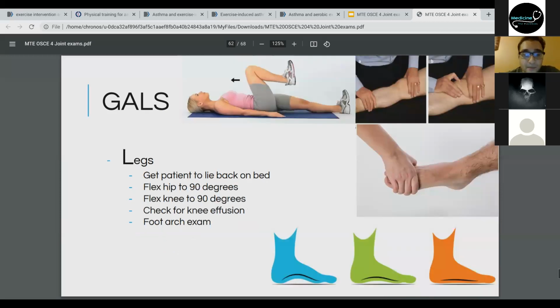Legs. So get the patient to lie back on the bed, actively flex the hip to 90 degrees, actively flex the knee to 90 degrees. You're going to do your knee effusion test of choice, squeeze across the MTP joints, and then examine the arch of the foot. I personally find it easier to do the arch of the foot when the patient is standing, because I think it's easier to see how arched the foot is from the floor. But you can do this with them lying back as well.